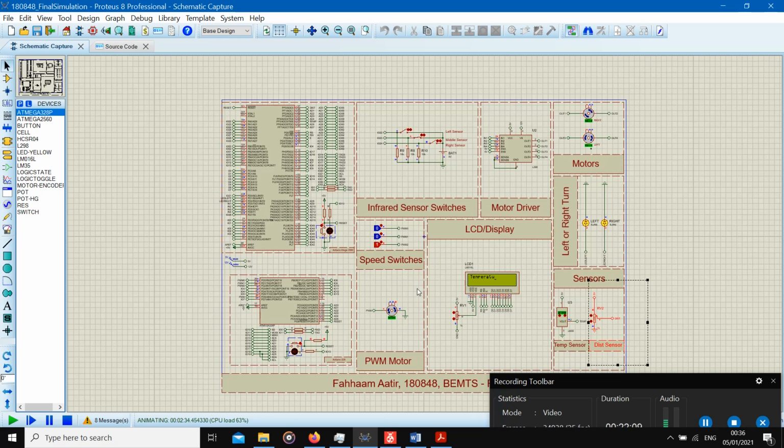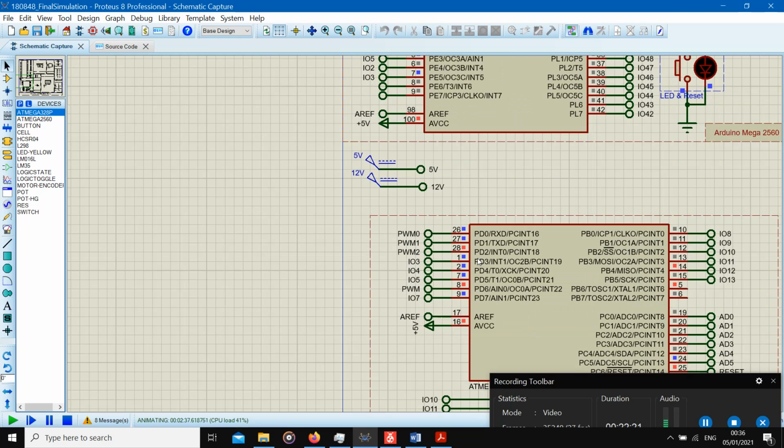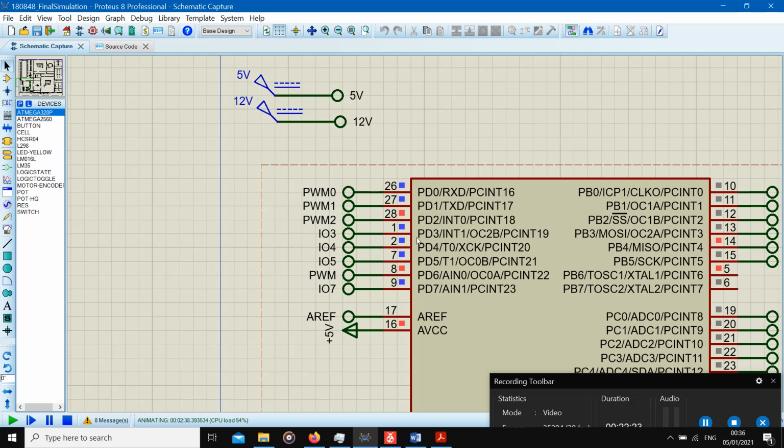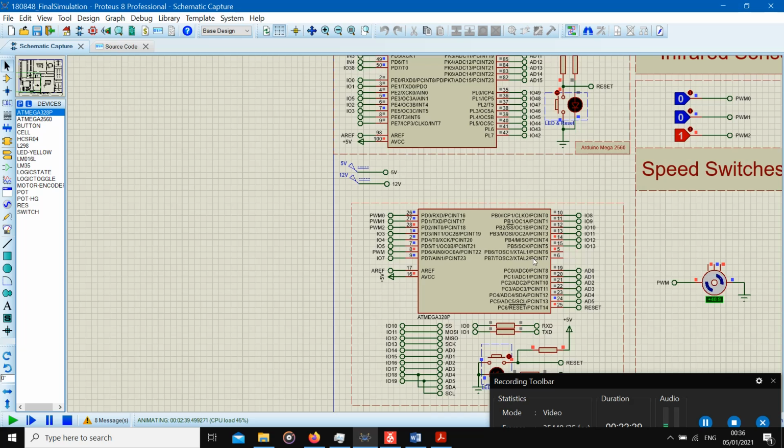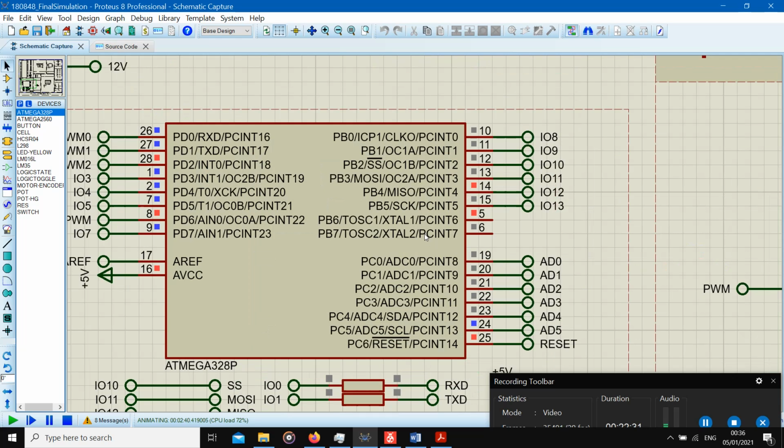The third one is the PWM motors, whose speed was controlled with the help of these switches. And as I have mentioned earlier, if you want to add more control over your PWMs, you can use these unused ports, or if you want more advanced control over your motor speed, you can use these unused ports as well.